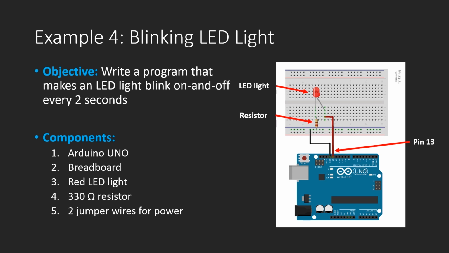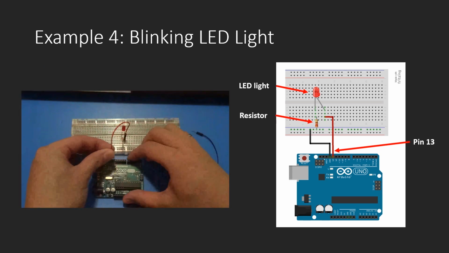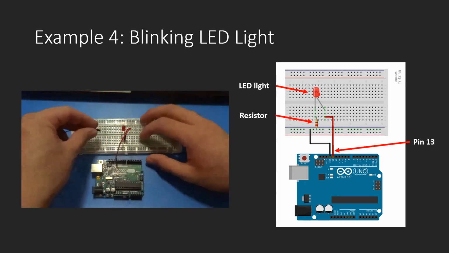The parts I'll use for this example are the Arduino Uno, a breadboard, a red LED light, a 330 ohm resistor, and 2 jumper wires to make the power lines. The figure on the right shows how the basic circuit diagram looks. I'll switch now to my camera, and you can see that I wired the components as it was shown in the diagram. The Arduino here is providing power to the LED, which is connected in series with the resistor.